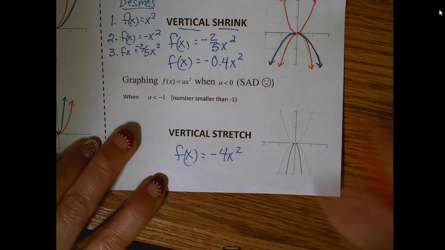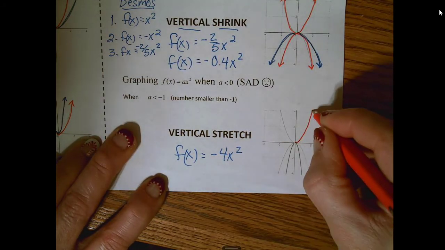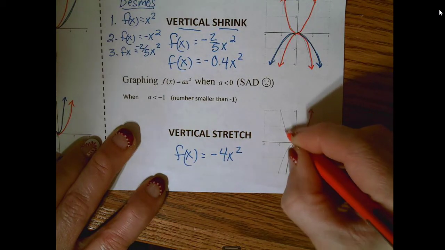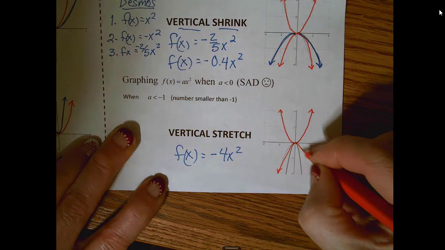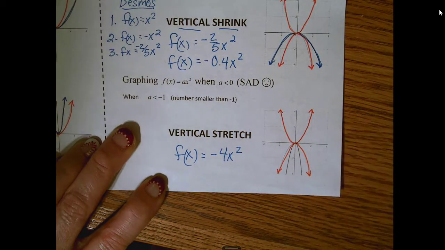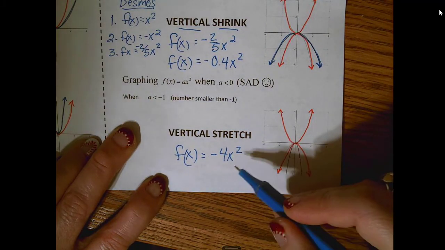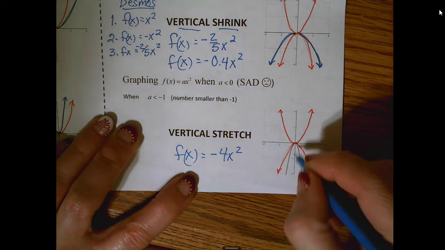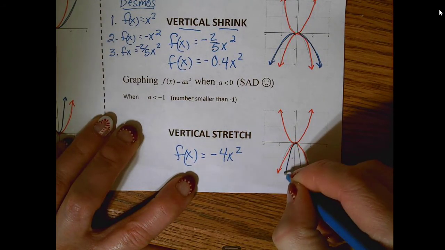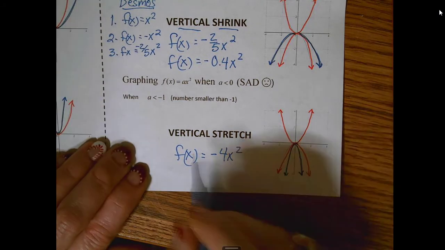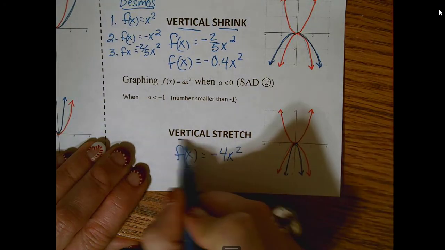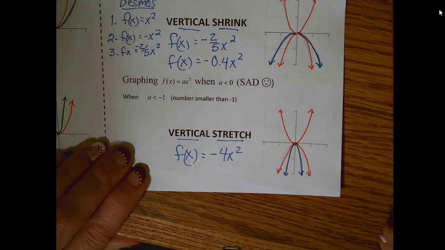So let's get your parent function. This is your parent function. This is the reflection of the parent function. And now we're going to graph that negative 4x squared. And you can see that ends up being on the inside. And because it's on the inside, we call that vertical stretch.